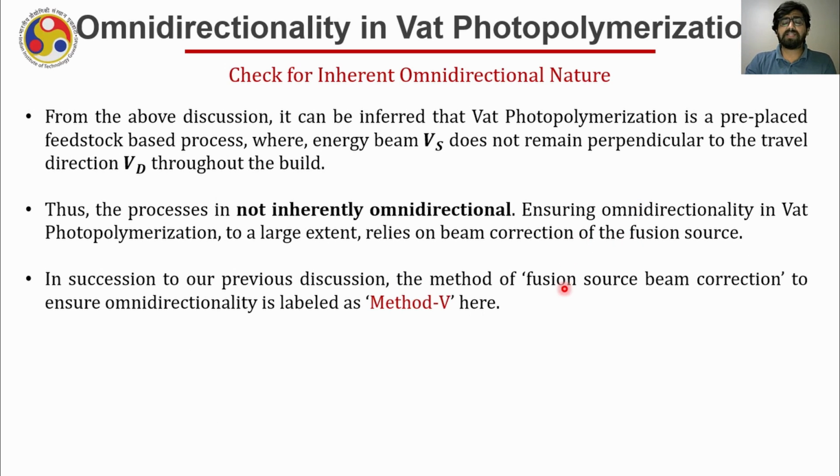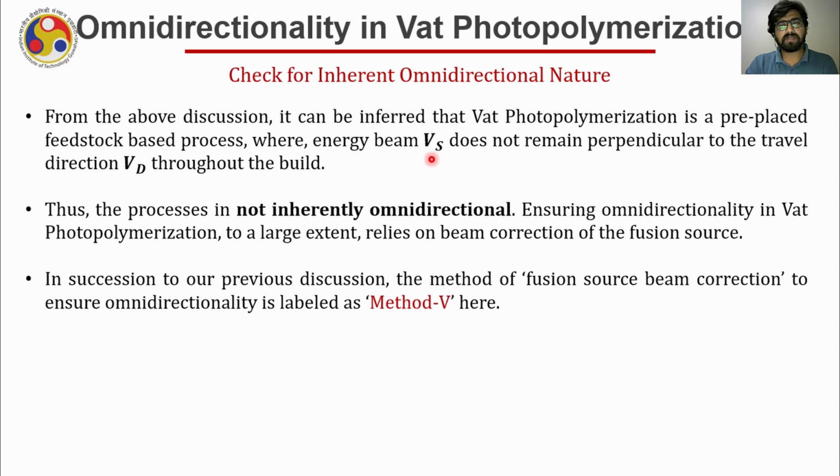So let us check for the omnidirectionality nature for this. We will apply our same rule and check for the 3 vectors only. So it can be noticed that in the wet photopolymerization based system we pre-place the liquid material, hence the VF, the vector corresponding to the material feedstock, is going to be 0. But there are 2 vectors remaining.